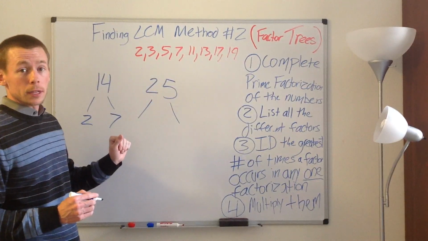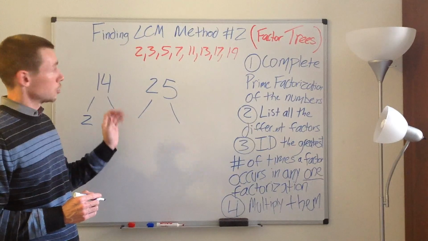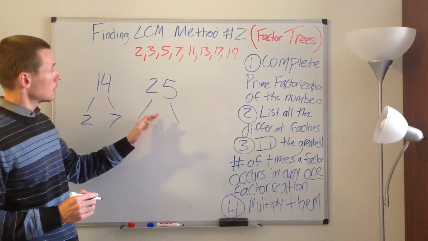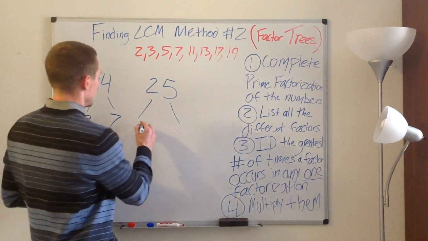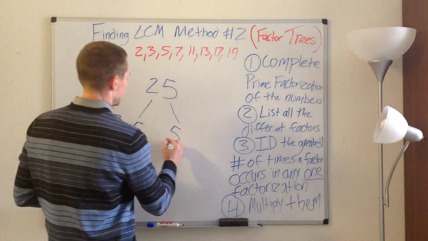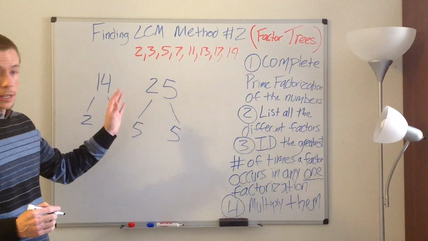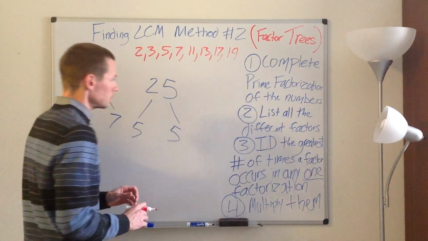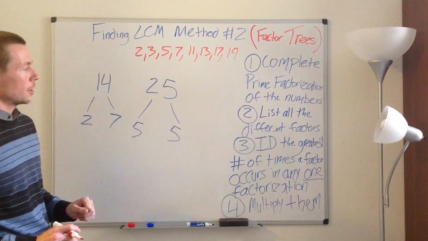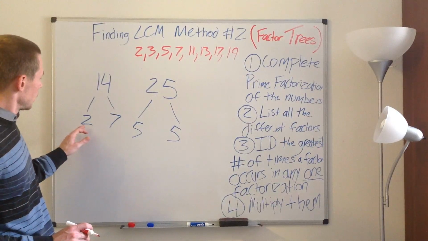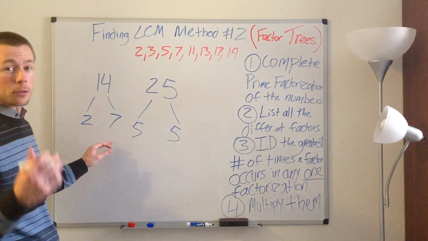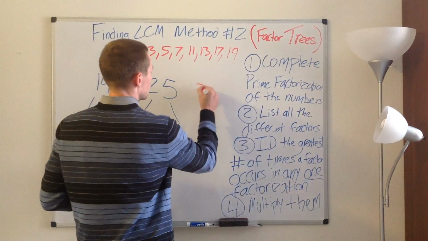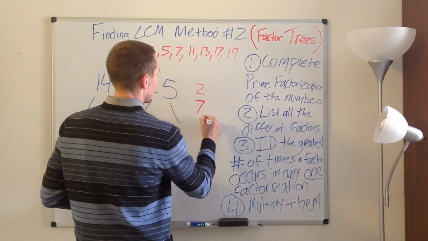What about 25? Can 2 or 3 go into 25? 2 cannot. 3 cannot. So our next one is 5. And 5 times 5 is what takes us to 25. Step 2. List all the different factors. Well, we have 4 numbers, but again, we only have 3 different factors. 2, 7, and 5.